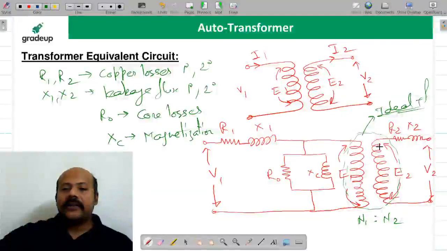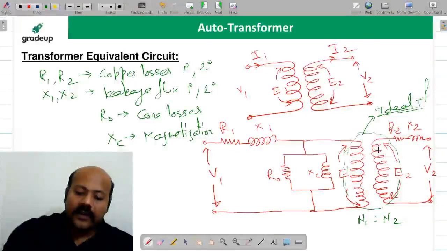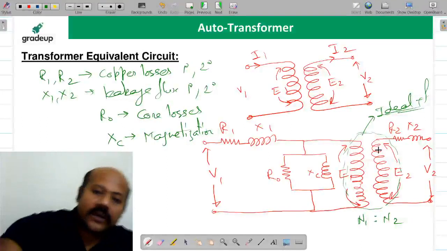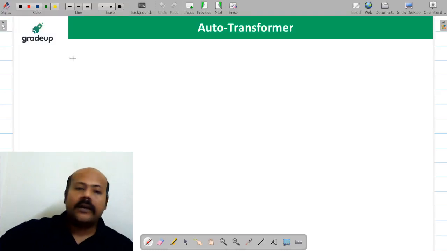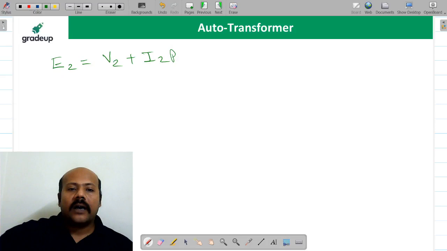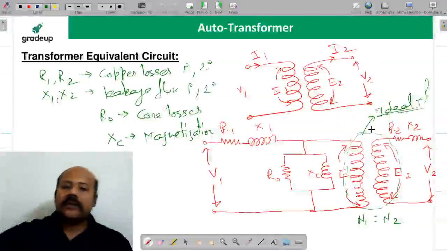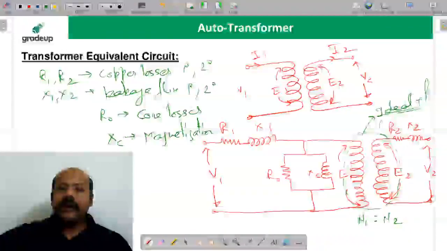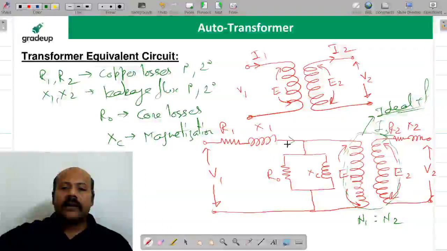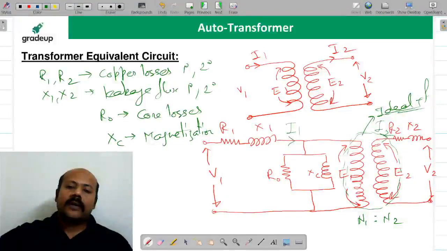Now for the secondary side, I am going to write the KVL equation. See how I write it. It is going to be E2 is equal to V2 plus I2 R2 plus I2 jX2. This is a simple KVL equation. All of you should be able to write this. Here the current is I2, here the current is I1, and here the current is I0. I hope it is clear to all of you.